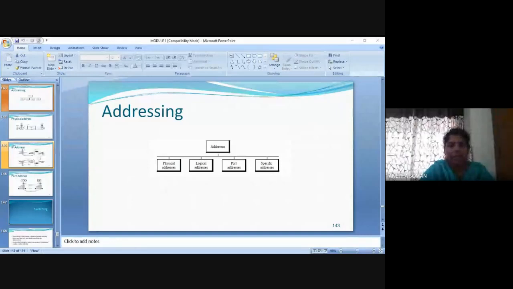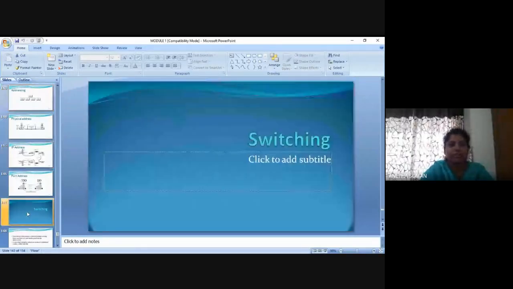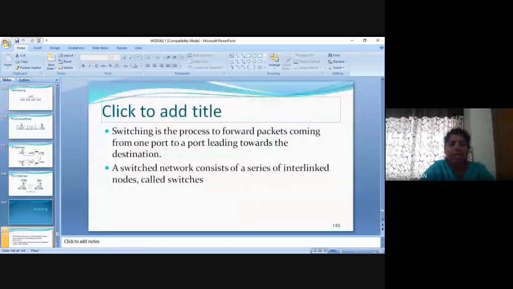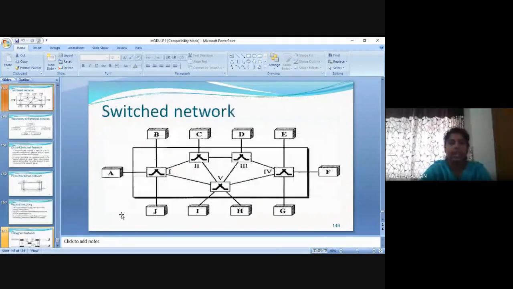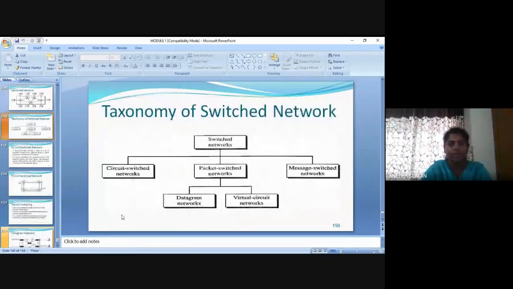Now, the last topic in the first module is switching. You mainly have three types of switched networks: one is the circuit switched network, the other is the packet switched network, and the last one is the message switched network.